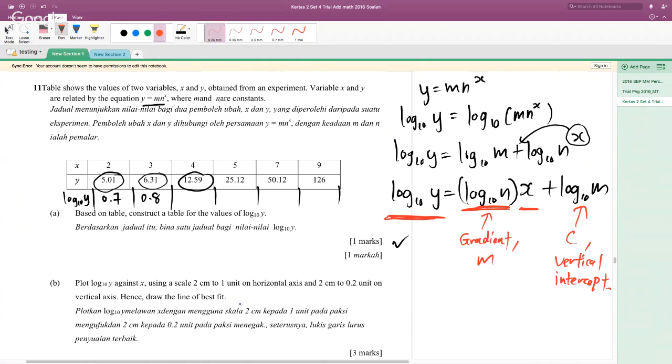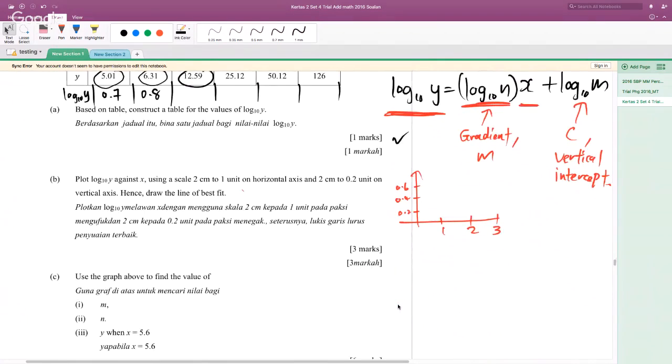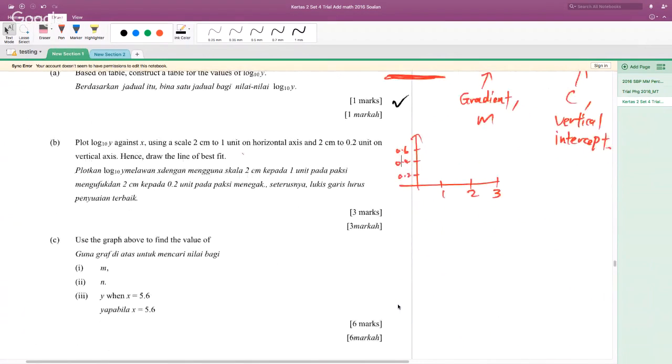And then you will just sketch the graph. They say 2 cm to 1 unit on the horizontal axis. That means your horizontal axis should be something like 1, 2, 3, and so on. And 2 centimeters to 0.2 unit on the vertical axis. So that means this one should be 0.2, 0.4, 0.6, and something like that. And then you sketch the graph, and then you draw a best fit on it. And then use your graph to find the value m and n.